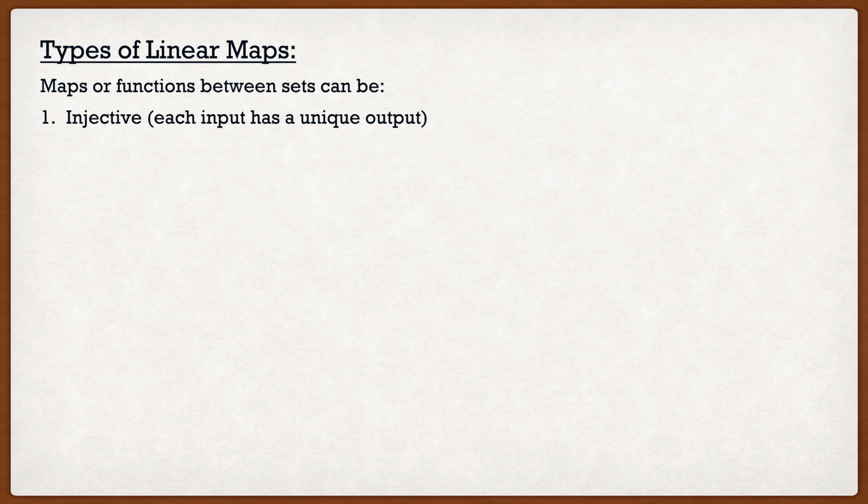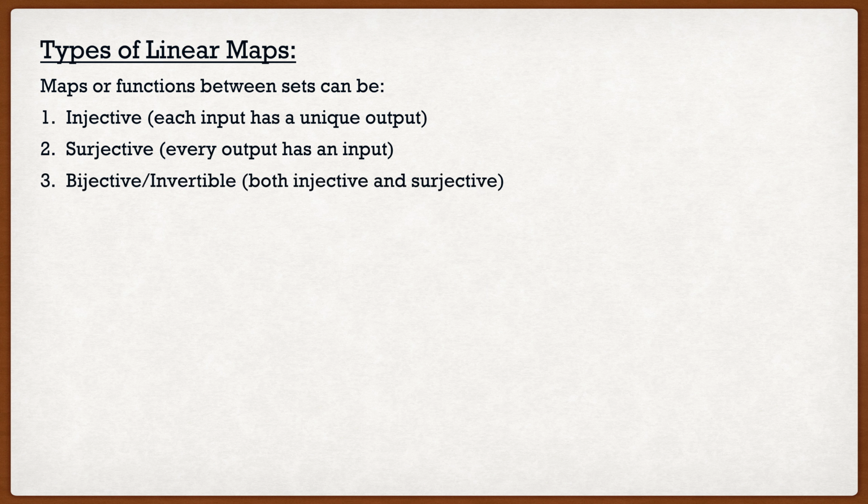And that may sound a little bit crazy right now, but don't worry, we're going to show you guys a picture to show you exactly what that means. The second type is surjective, so every output has an input. Third, bijective or invertible, where in this case the function or the map is both injective and surjective. And finally, 4, which is none of the above.